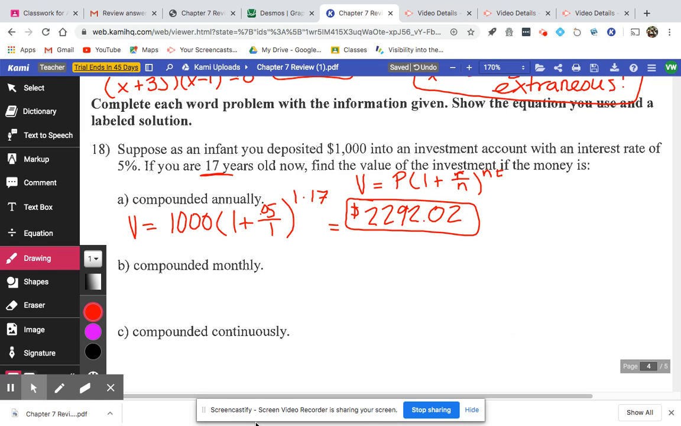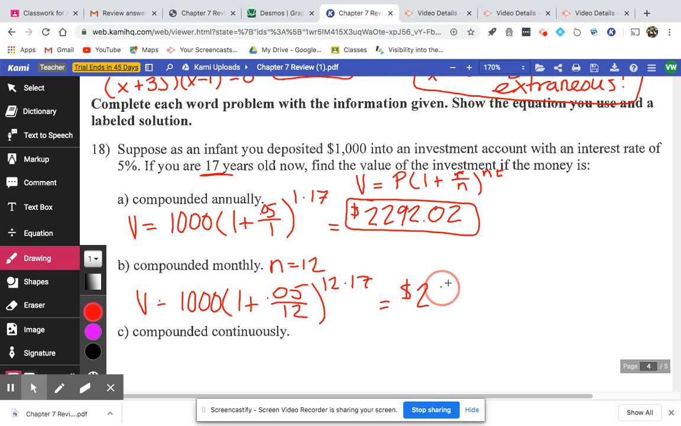Compounded monthly. There are 12 months in a year, so this time my N is 12. Maybe I'll write that there. So same thing. You got 1,000, 1 plus 0.05, this time divided by 12, raised to the 12 times 17 power. Once again, using a calculator, you get $2,335.52. Right around that sum by rounding.